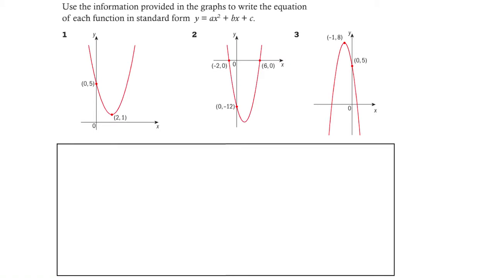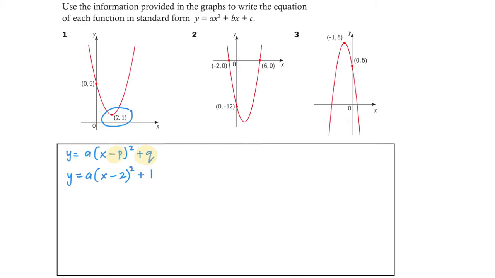Okay, for question number 1, we're going to use the general form y equals a(x minus p) squared plus q, where p and q is the maximum or minimum point. So I'm going to highlight here the maximum or minimum point, the p and q, and you can see the point that we have is (2, 1). Therefore, y equals a(x minus 2) squared. That will be the value of x in the bracket, and q is 1.